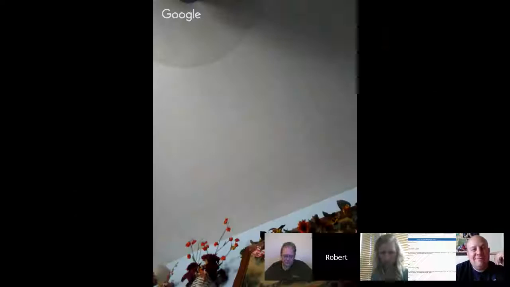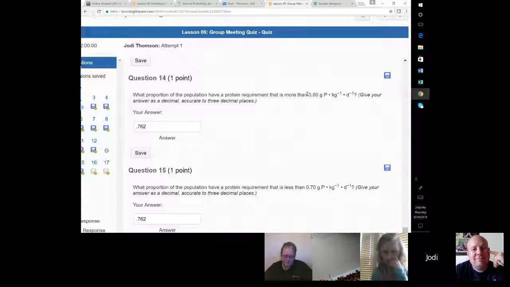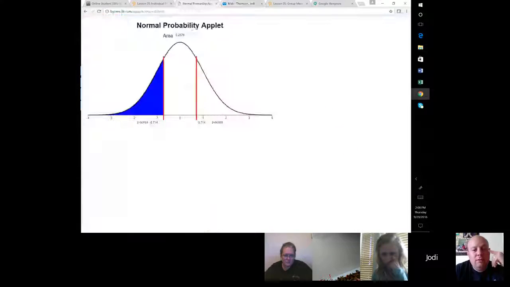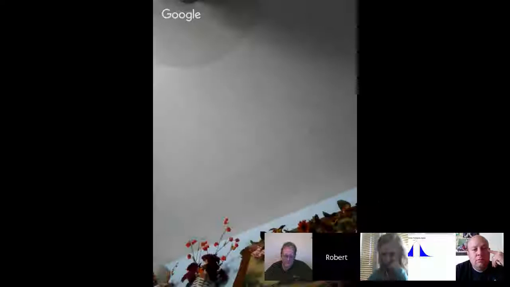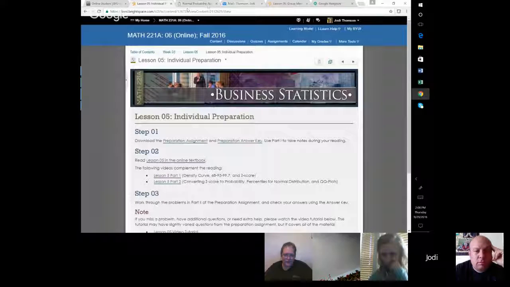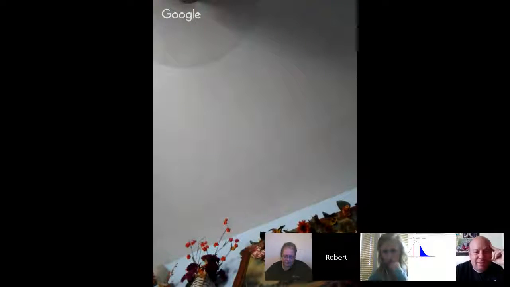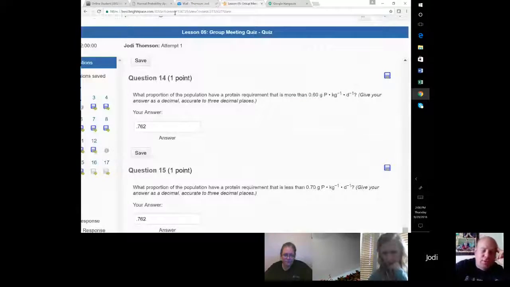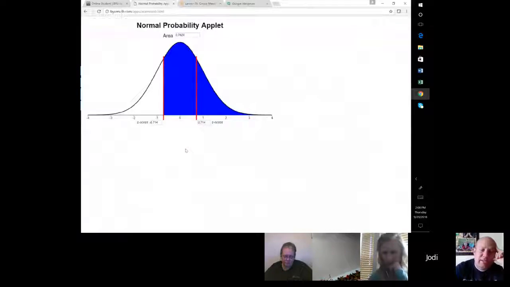So what proportion of the population has more than 0.6 in this question? Right. So that would be that one. Is that right? I've got too many screens open here. Between the value, shade to the left of each z-score to calculate, and subtract. Oh wait, the 0.6 still had a negative z-score, right? Yeah. So you're taking the left area, right?